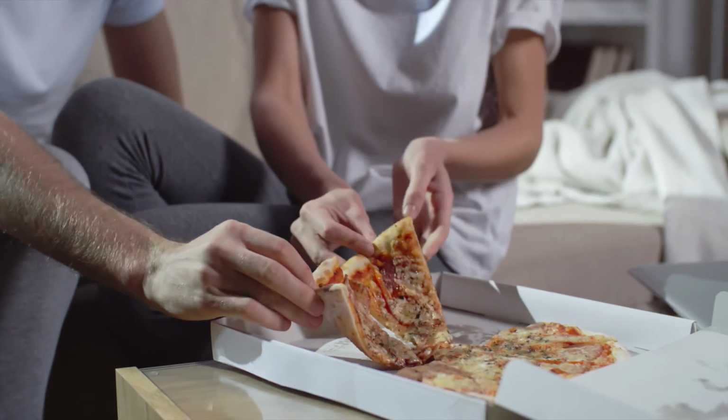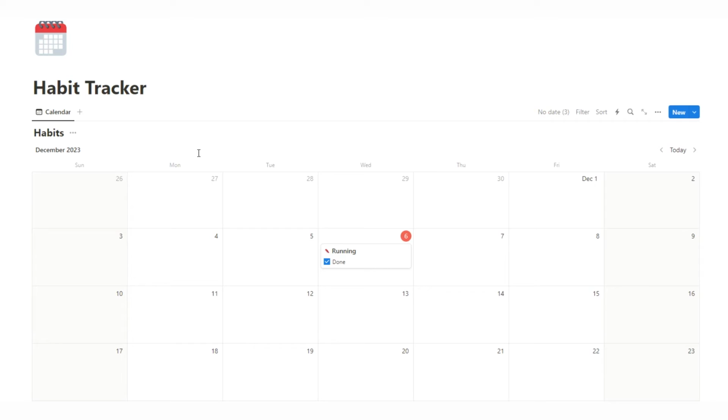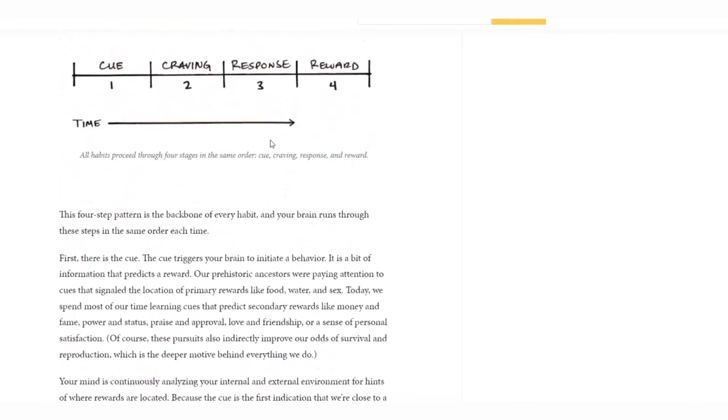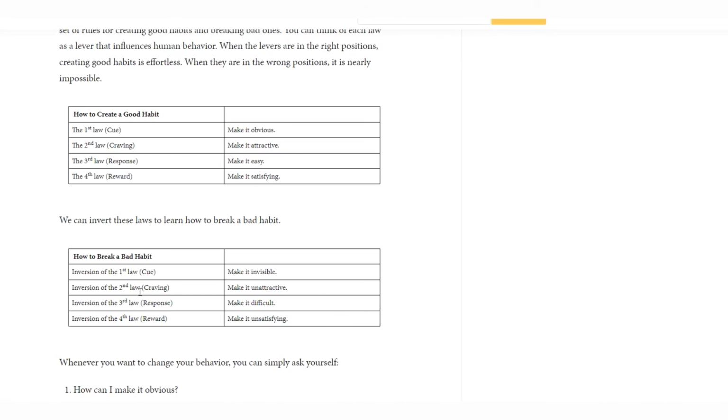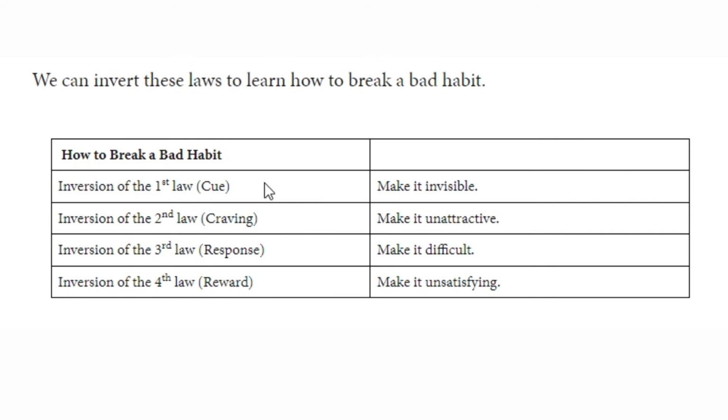But what do we do if we have bad habits that we're trying to break? Well, luckily James Clear has a system for that as well. And this is what it looks like, how to break a bad habit. So again, he's using the cue, craving, response, and reward system, but we're doing the opposite of everything. So we're trying to make it invisible, we're trying to make it unattractive, we're trying to make it difficult, and we're trying to make it unsatisfying.